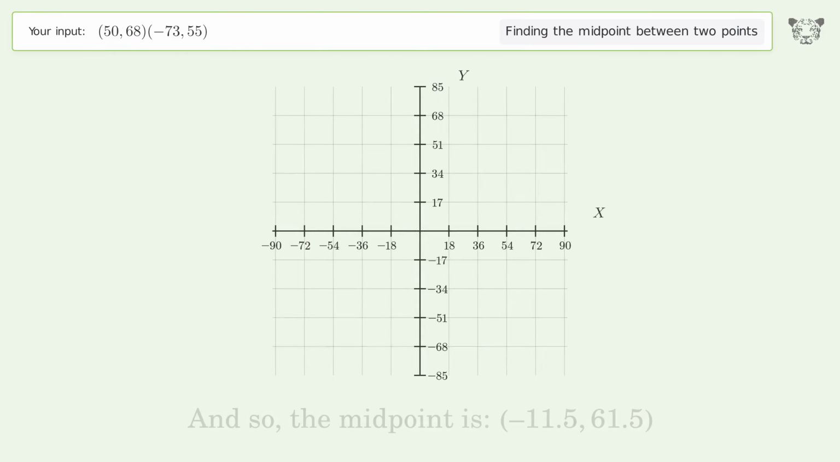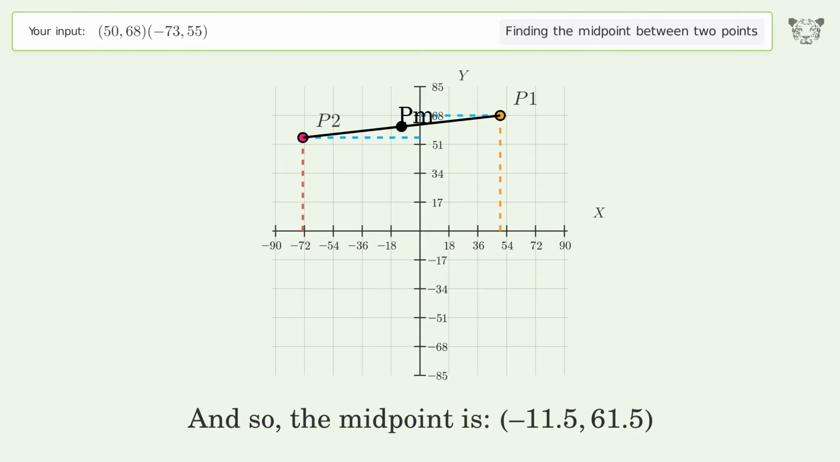And so, the midpoint is negative 11.5, 61.5.